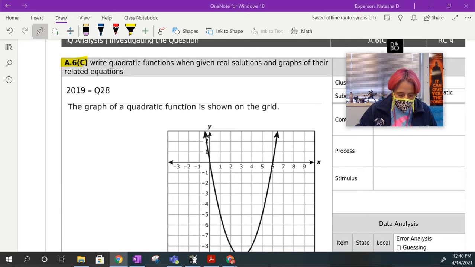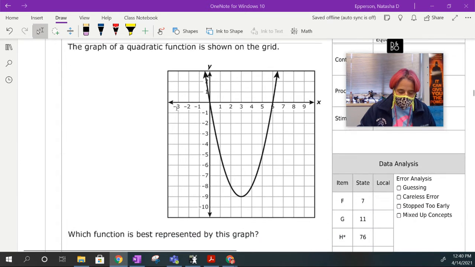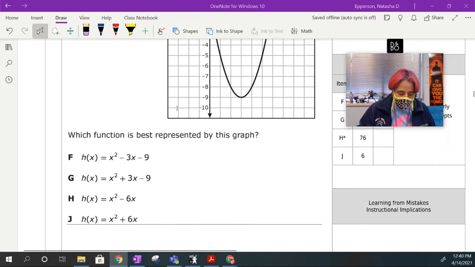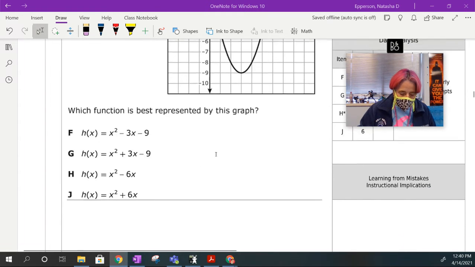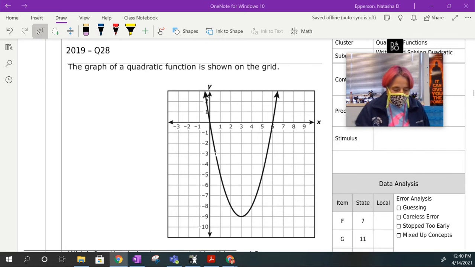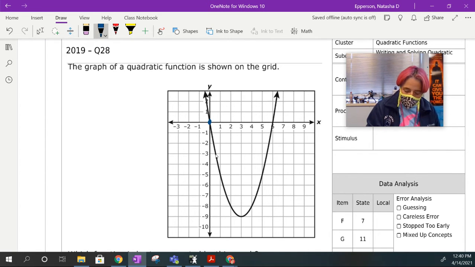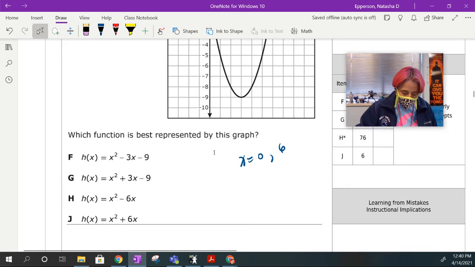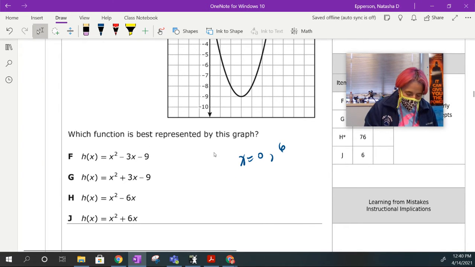All right, these are super easy questions on this A.6. We're going to write quadratic equations given real solutions and the graphs of the related equations. We're given the graph of the equation, and then we're given our answer choices in standard form. First thing I'm going to do right off the bat is identify the zeros of the graph. The zeros are at x is equal to 0 and 6. Notice all my answer choices have an a value of 1.